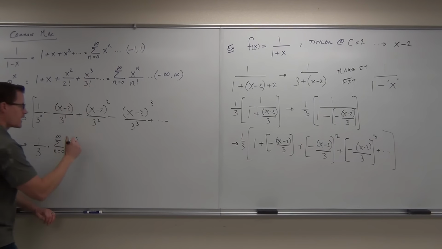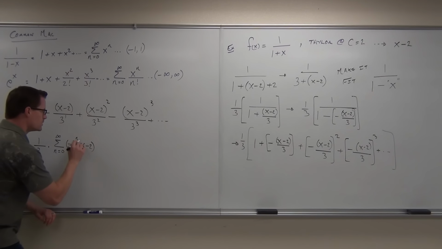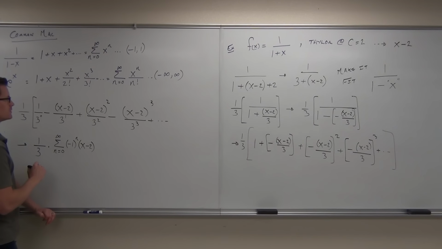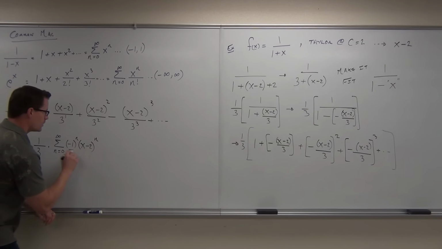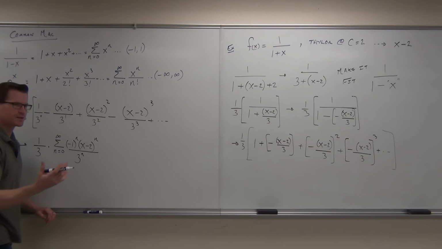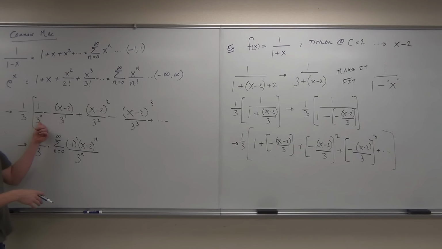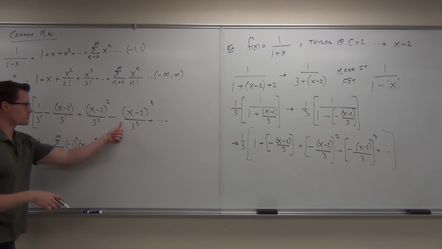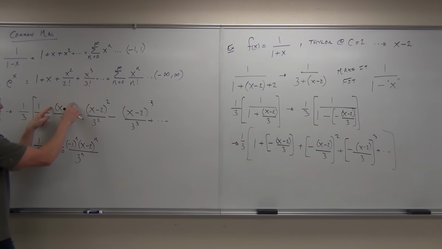We're going to have x minus 2 to the n, all over 3 to the n. Perfect. You guys are getting it. Here's 3 to the n: 0, 1, 2, 3. Here's x minus 2 to the n: 1, 2, 3. Here's starting positive and alternating, no problem.